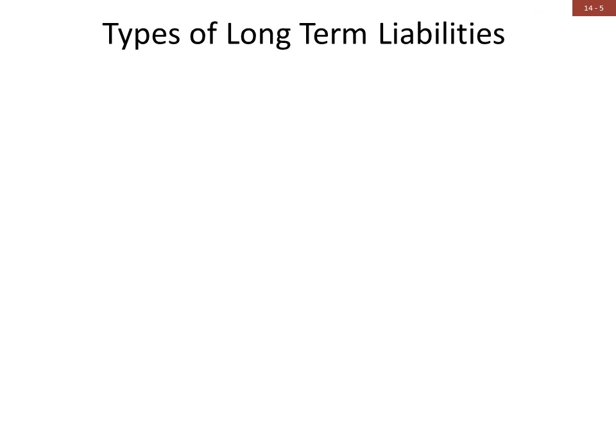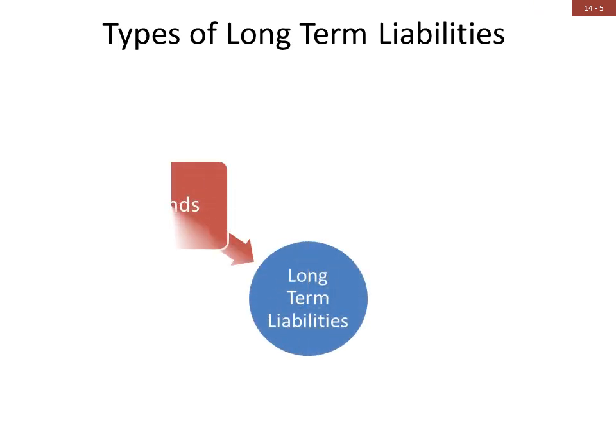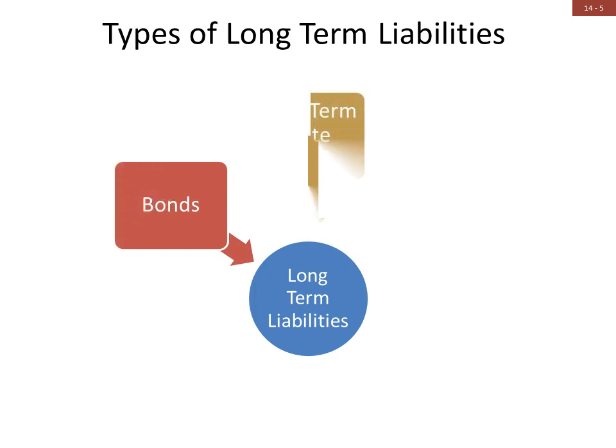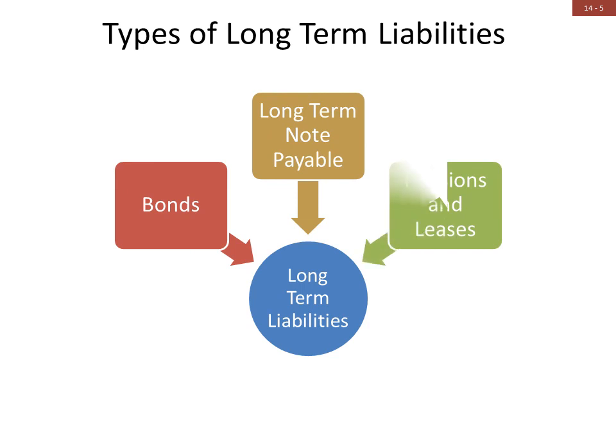We will classify the long-term liabilities into 3 types, as you can see. The first type represents the bonds, the second type represents the long-term notes payable, and the third type represents pensions and leases. In this lecture, we are going to focus mainly on bonds and part of the long-term notes payable.